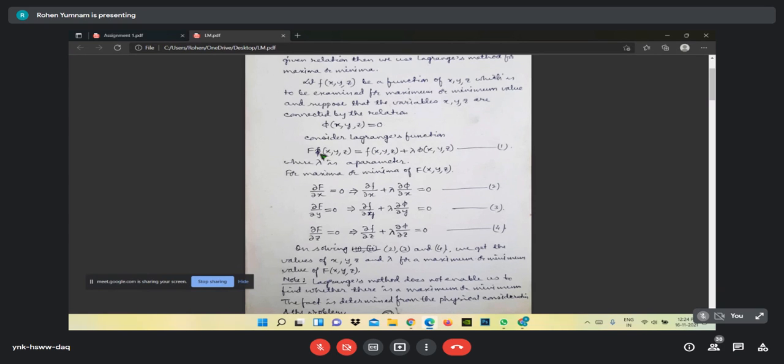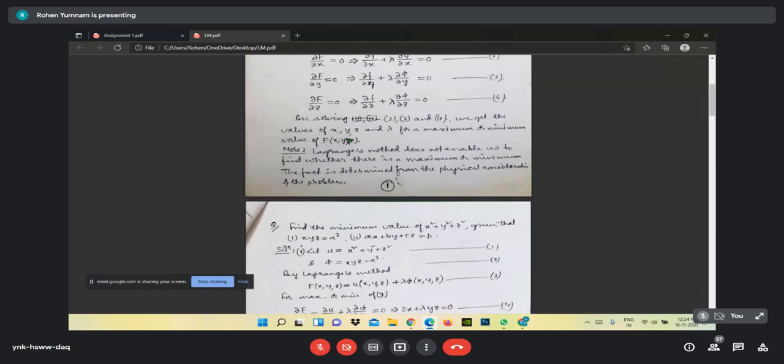Similarly, if it is done with respect to y and put equal to 0, then it will come like this. And again with respect to z, put it 0, then it comes like this. This is the process you have to do. For all the variables, you do partial differentiation, put it 0, and then you will get equations accordingly. These are the 3 equations. From these equations, we have to find the values. On solving 2, 3, 4, we get the values of x, y, z, and lambda.